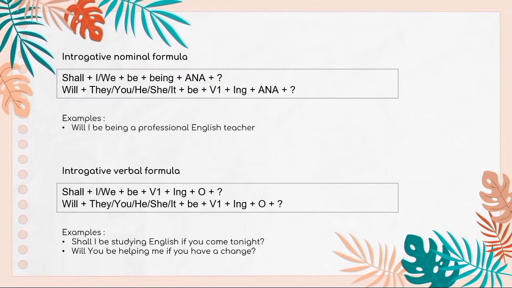And for interrogative nominal formula, shall plus I or we plus be paying plus object, and don't forget to add a question mark. Will plus they, you, he, she, it plus be plus verb 1 plus ing and object.